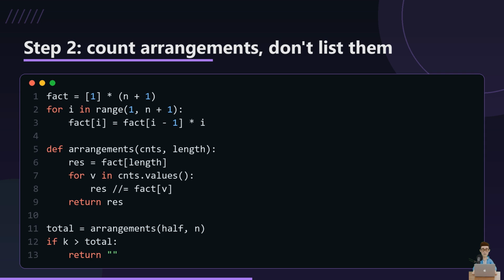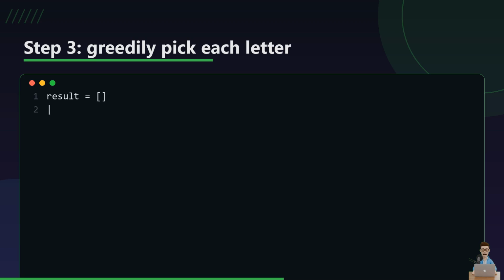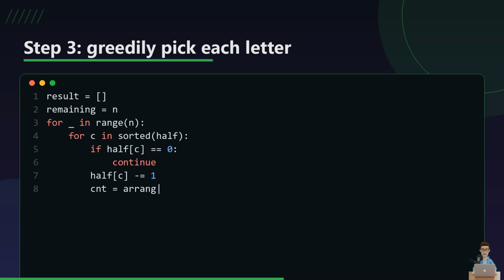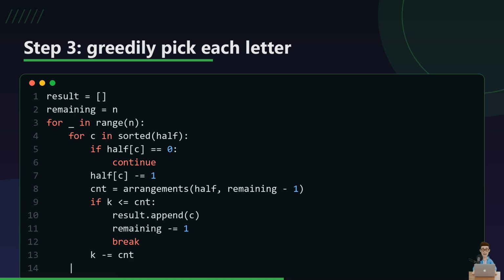If k is bigger than the total number of possible arrangements, we can just stop right away and return an empty string. No wasted work. This step decides our letters one position at a time, going in alphabetical order, always trying the smallest letter first. For each guess, we ask, if I place this letter here, how many valid endings could follow? If k is small enough to fit inside that count, we log that letter in and move to the next position. If not, we subtract that count from k, put the letter back, and try the next letter in line.